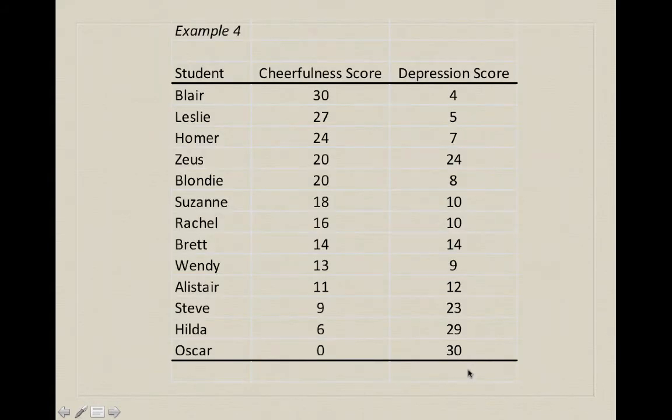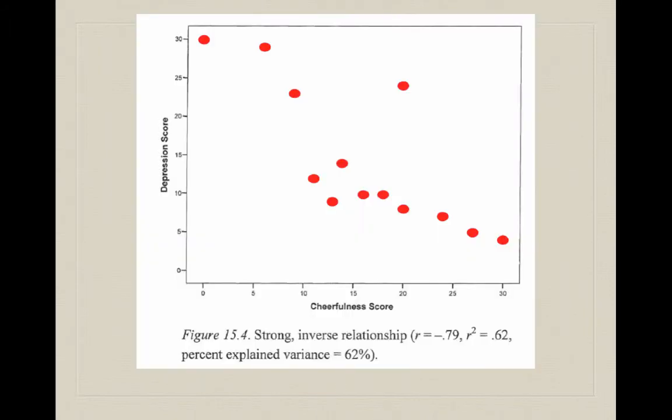Let's look at example 4. Now we're looking at cheerfulness score and depression score. So, a strong inverse relationship. As cheerfulness goes up, depression goes down. Makes sense, right? The happier we are, the less depressed we are. So you have a strong inverse relationship. You notice this is going from upper left to bottom right because it's an inverse relationship. So R is negative 0.79 because it is inverse. Your R squared is 0.62. Percent explained is 62%.